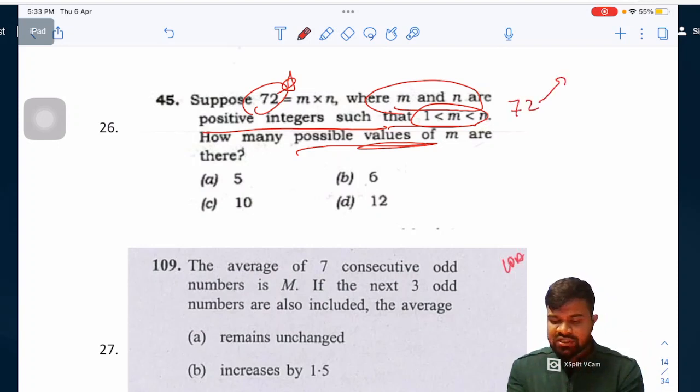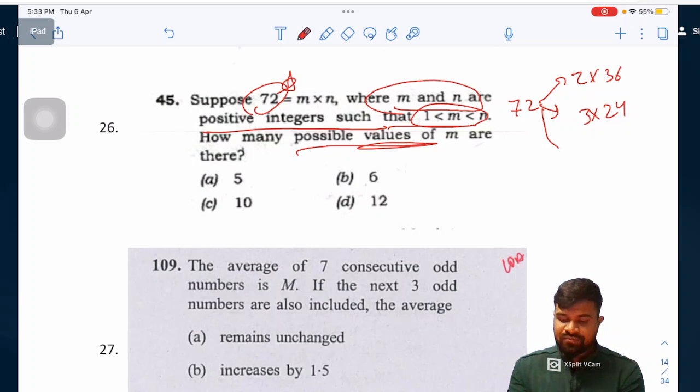So how will you break it? You will just divide it by 2, 2 into 36. Then we will try to divide it by 3, 3 into 24. Then we will divide it by 4, so it will be 4 into 18. Then we can go for further divisions as well if we want to, but that is not required.